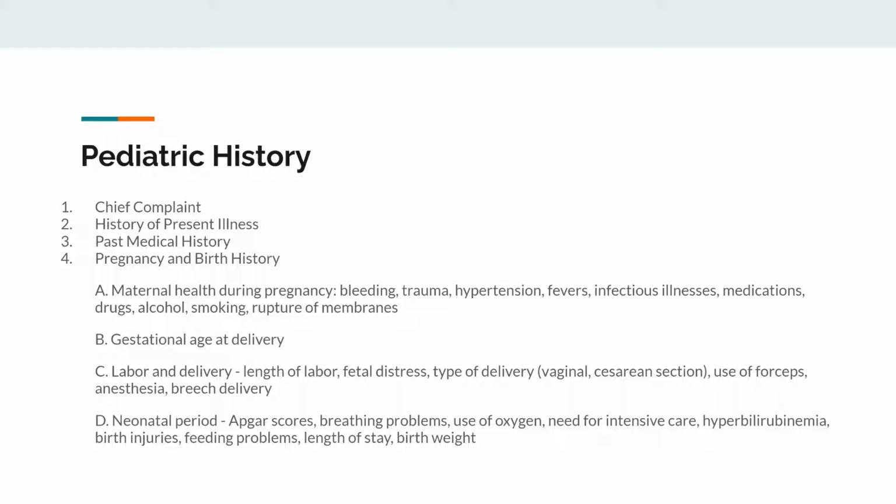The following parts are for you to read and realize what things are important. For example, maternal health during pregnancy, right? So you need to take a prenatal history. You need to ask the mom if there was any bleeding, trauma, hypertension, fever, infectious illness, medication, drugs, alcohol, smoking, or rupture of membranes. Ideally, you would need to ask all of it.